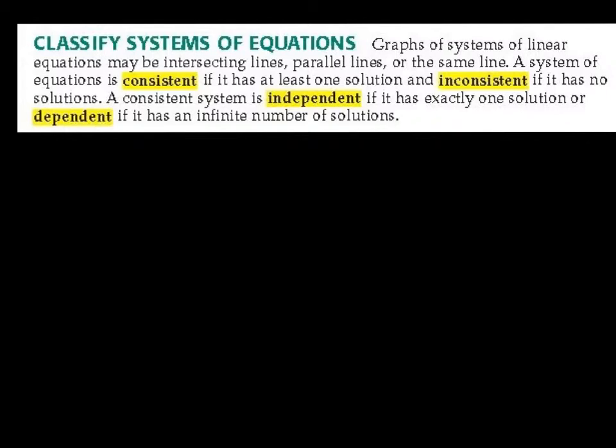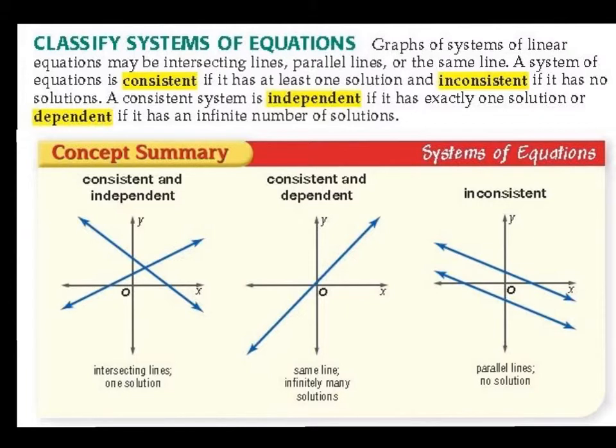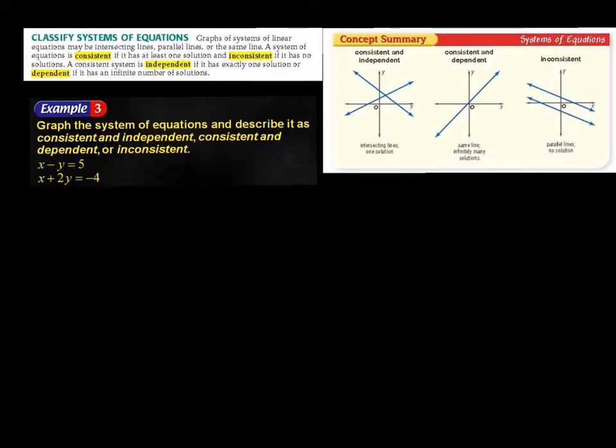A consistent system is independent if it has exactly one solution, or dependent if it has an infinite number of solutions. So we have two choices for consistent. This is what we've seen so far, consistent and independent. Intersecting lines, one happy solution. We could have consistent and dependent, same line, infinite million solutions. Or if the lines are parallel, they will never cross, so it is inconsistent and there is no solution.